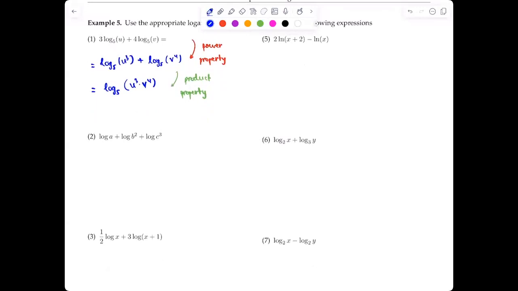Number 2, there are no coefficients, no constant multiplying the log. It's just log by itself, so you basically combine them together, directly applying the product property. Here it gives me log of a times b squared times c cubed. This is the product property.